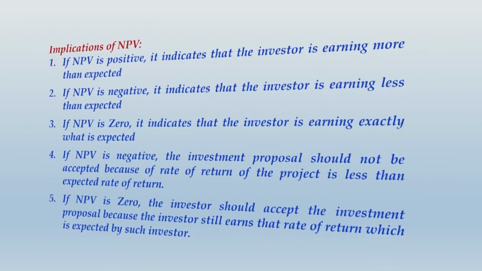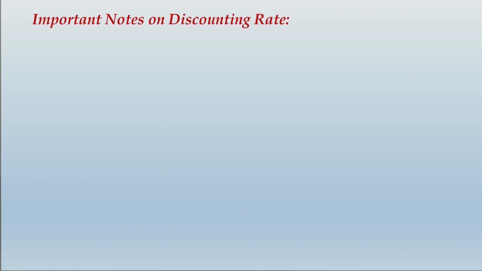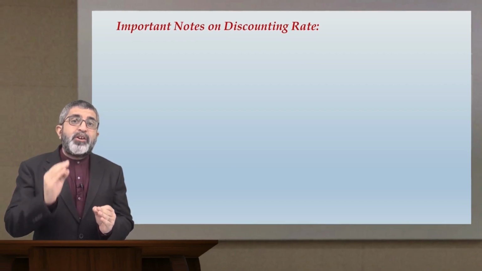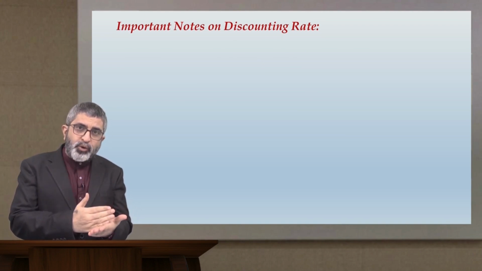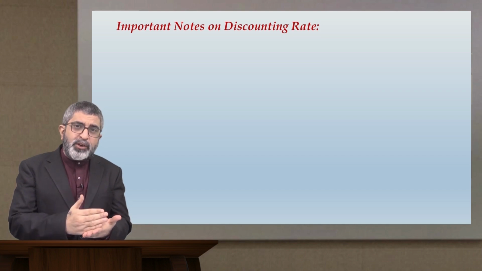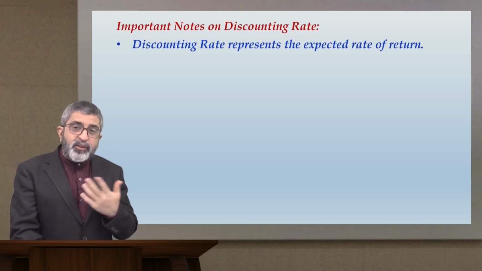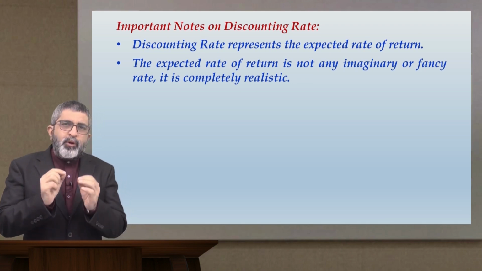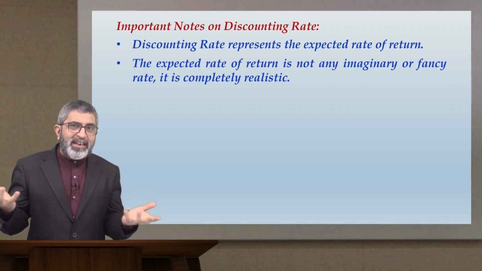Let us move ahead, and now we talk about some important notes on discounting rate. Now, first of all, what exactly is discounting rate? Discounting rate is the rate of return that the investor is expecting. So you can call it discounting rate or expected rate of return or even required rate of return. And the point is, it is not going to be any fancy rate. It has to be a realistic rate. So it is not an imaginary rate, correct? Because that way anyone can imagine anything.